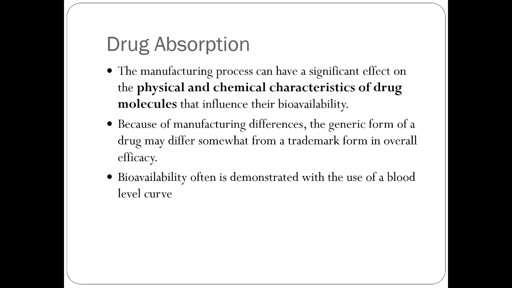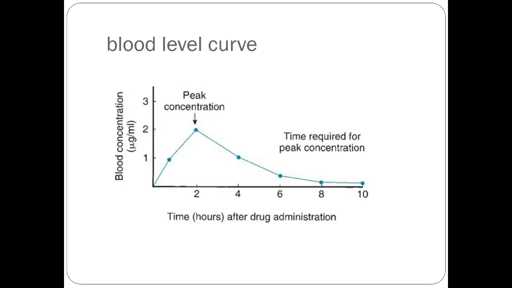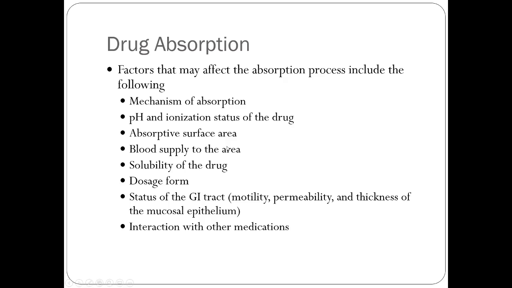Bioavailability is often demonstrated with the use of a blood level curve. So just like we saw before, we have blood concentration and the hours after a drug administration. And this is the time required for peak concentration. So at 2 hours, we have peak concentration. So if I am looking to see what the highest level of the drug is in that animal, I want to go at 2 hours with this drug. And I'm probably going to need to remedicate this animal every 4 hours to knock it back up, right? So we have to watch that.